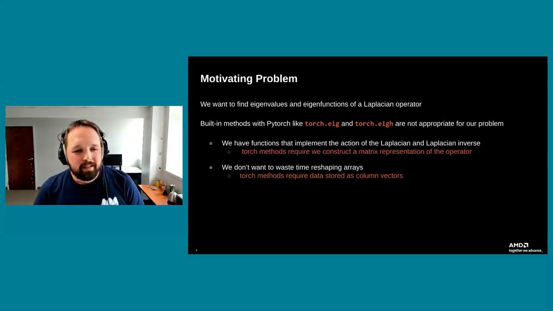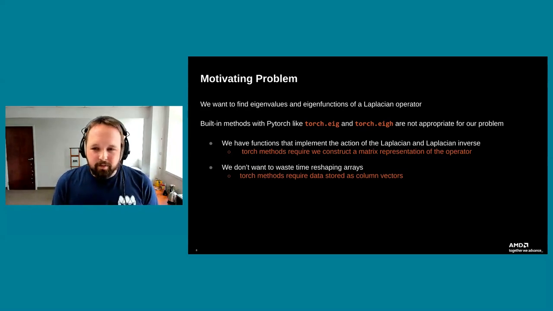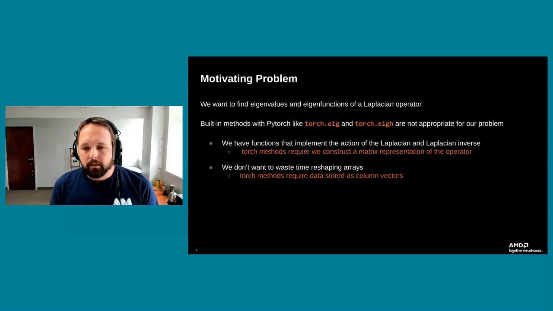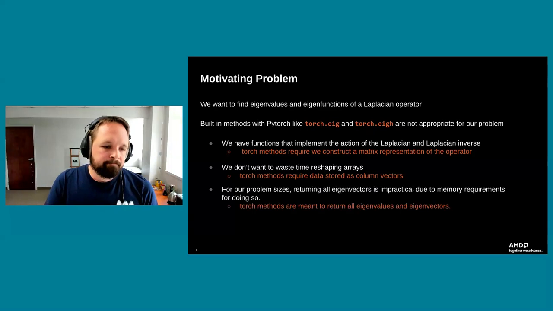One, we don't want to waste a lot of time reshaping arrays. Our data comes in usually as 2 or 3D gridded data. Torch methods and even SciPy methods out there that do eigenvalue search problems actually require you to store the data as column vectors. So you have to spend some time reshaping arrays between your native data storage format and a column vector and kind of getting that right. We don't want to waste time just doing that kind of remapping.